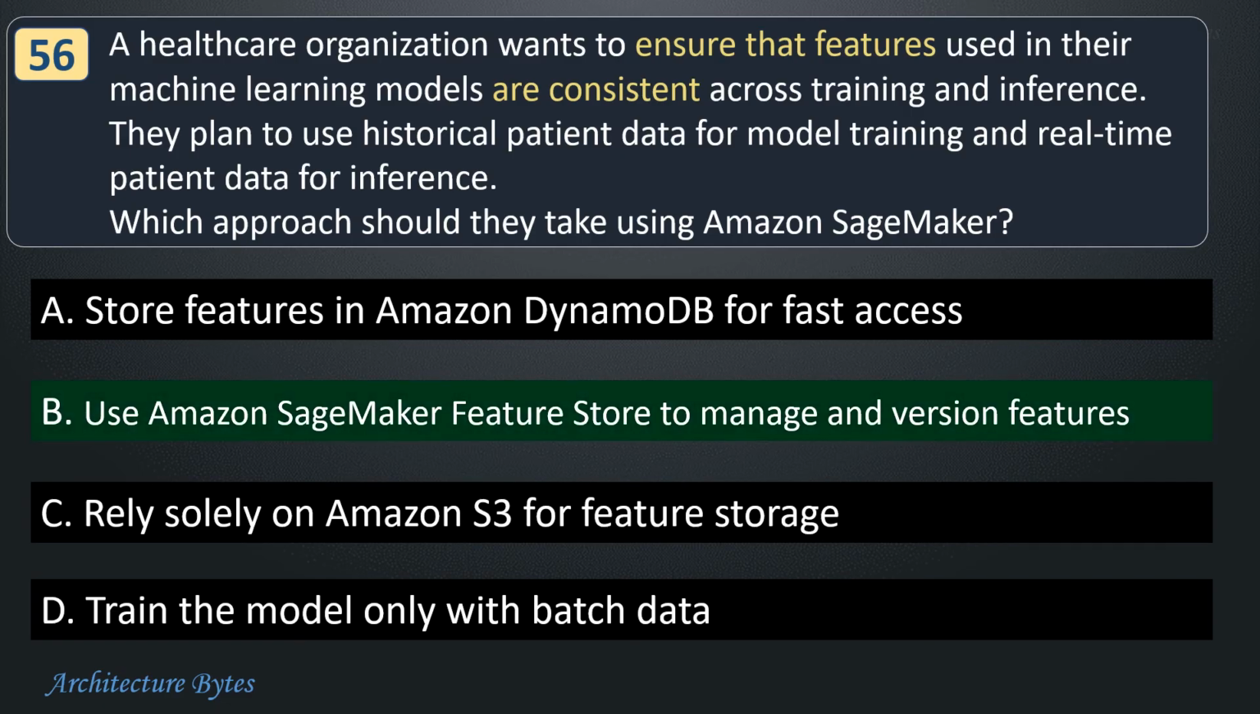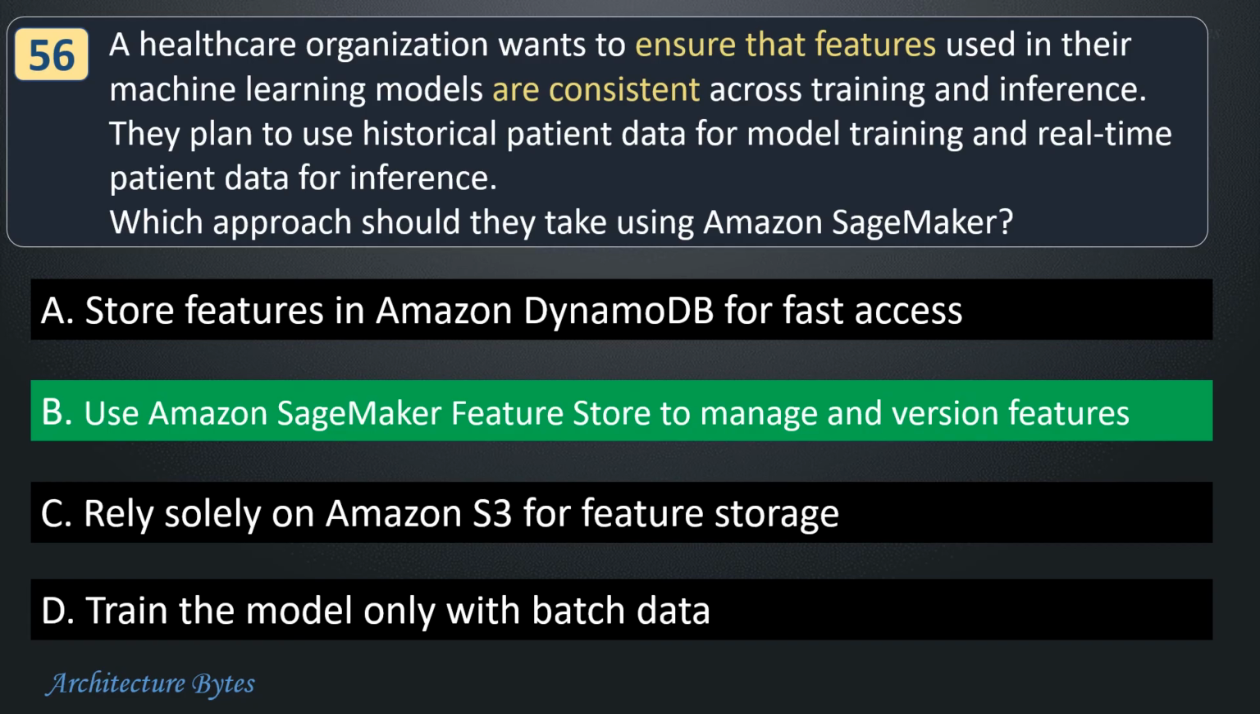Of these, option B is the right answer. Amazon SageMaker Feature Store is a fully managed service that enables developers and data scientists to easily store, manage, and retrieve features for machine learning models. Other options are not correct because they do not help with feature management.